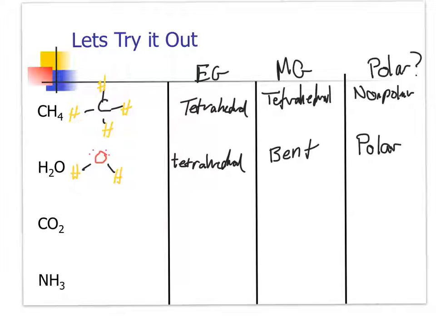We would not put salt on our roads in the wintertime if water was not polar, because like dissolves like. Salt isn't a polar molecule, but polar molecules will dissolve ionic compounds, which we'll talk about next unit.